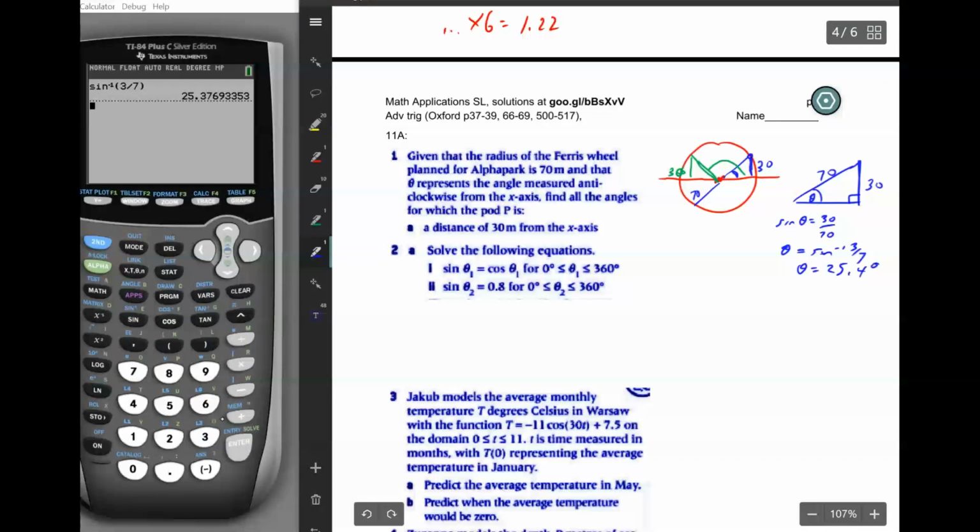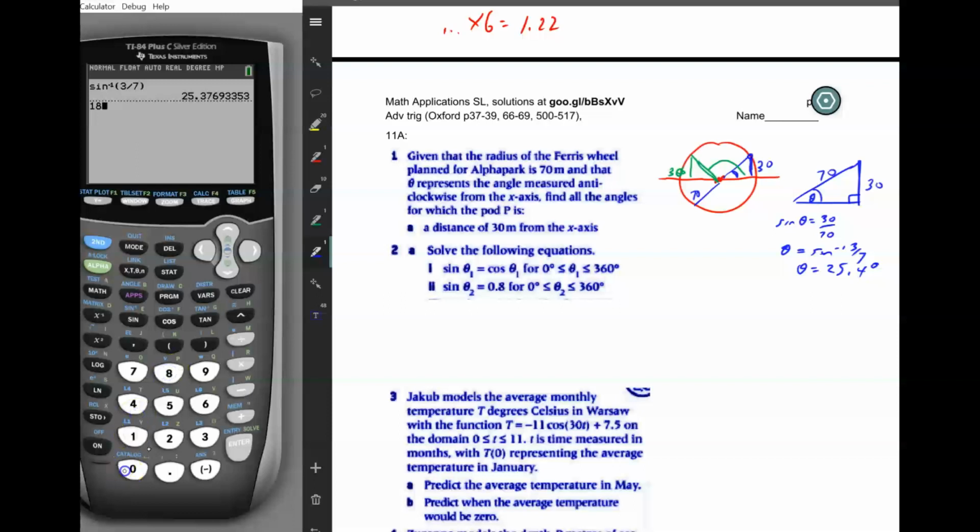Okay. And the other question is, what about the green triangle? Now, there's two ways to do this. One is, the green triangle looks like it would be a reflection of the blue triangle, right? Because it's exactly on the opposite side and it has the same height. So to get the reflection, you could do 180 degrees minus 25.4.